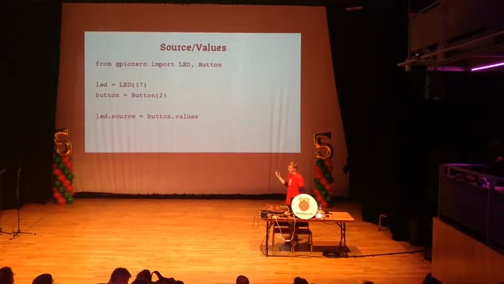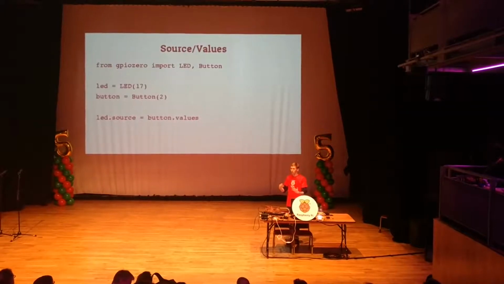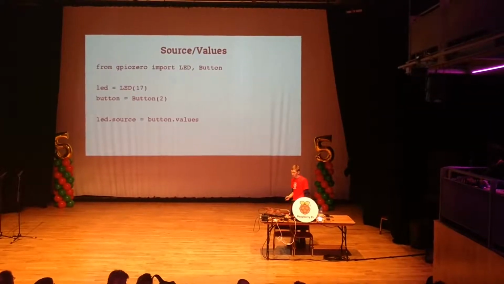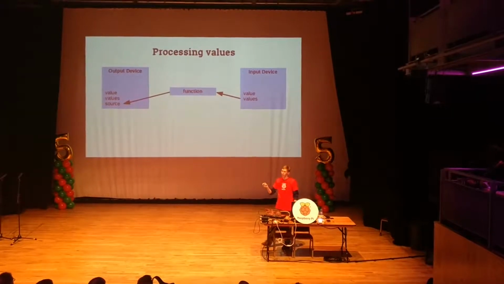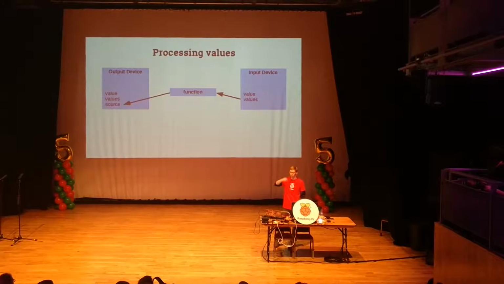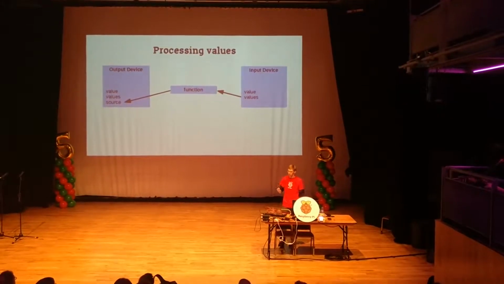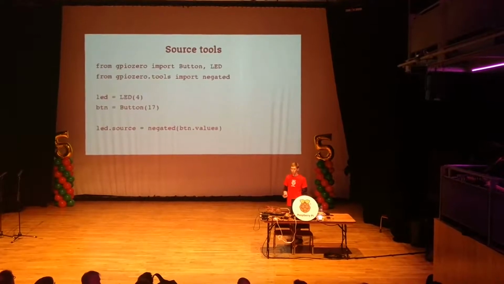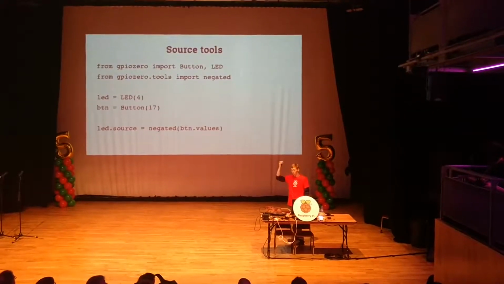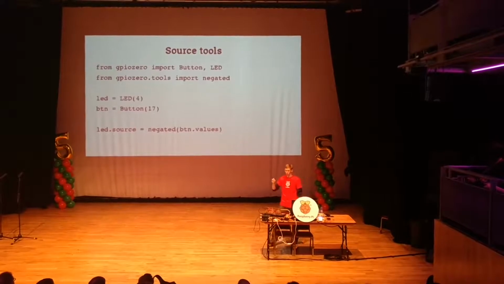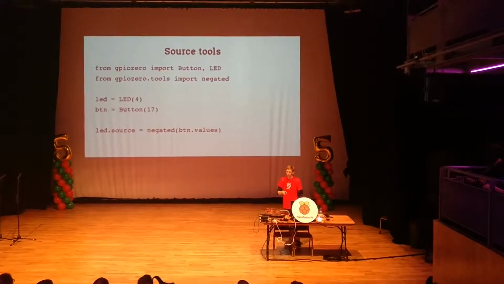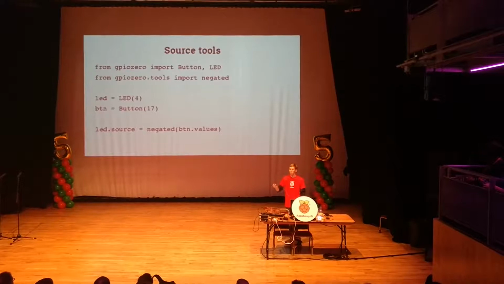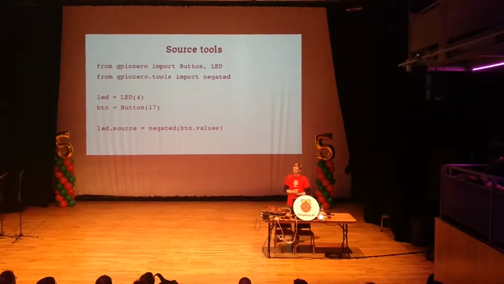Which is really just a really neat way of telling the devices that they should be connected together. You can also process the value as it goes from the input device. You can process it with a function in between and pass it into source. You can either write your own function that does that, or we have a set of source tools, which you import from the GPIO0.tools part of the library. And there are all these common tools for manipulating the data sources as they go from one device to the next.